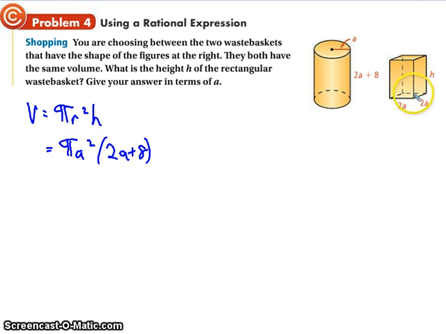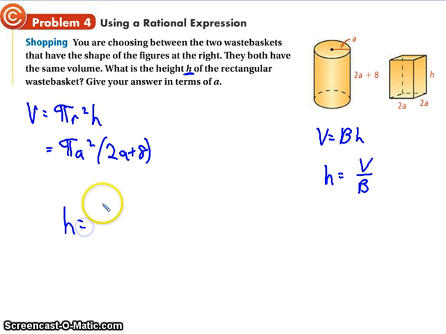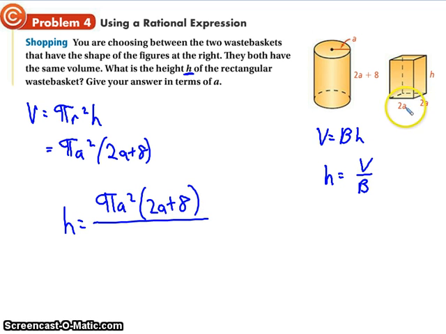The volume of a rectangular prism is V is equal to capital B times H. We're looking for the height. So what we can do is solve this. H is equal to the volume divided by the base. See how I did that? I just divided both sides by the base. I know the volume, it's right here. So H is equal to pi a squared times 2a plus 8, and the base is going to be these two things multiplied together, 4a squared.